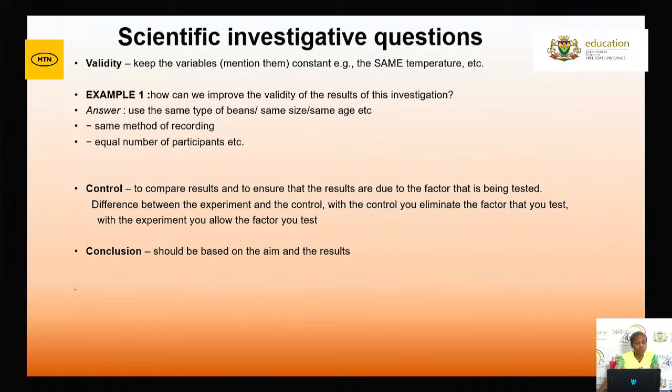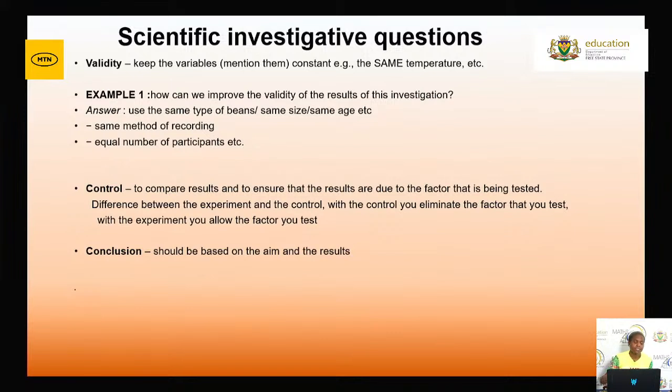And then we move to the control, to compare the results. What is the aim of the control? It is to compare the results and to ensure that the results are due to the factor that is being tested, or the difference between the experiment and the control. We know that with the control, you eliminate or inhibit the factor that you are testing. But with the experiment, you always allow the factor that you test. And then after that, all these other variables, you have to keep them constant. They have to be the same.